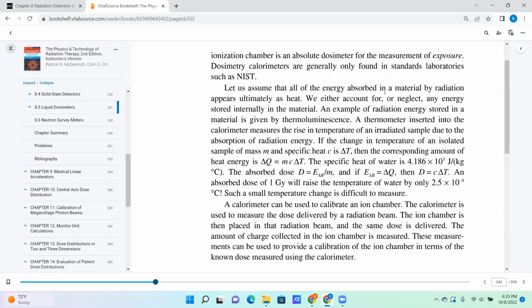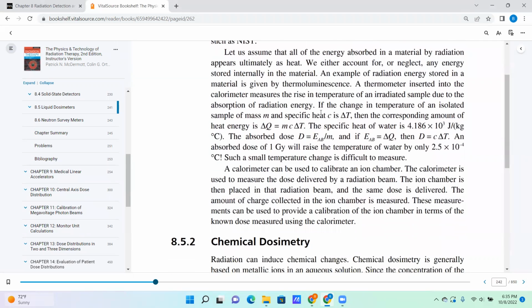So if you assume that all of the energy absorbed in the material by radiation appears ultimately as heat, we can either account for or neglect any energy stored internally in the material. An example of radiation energy stored in a material is given by thermoluminescence. A thermometer inserted into the calorimeter measures the rise in temperature of an irradiated sample due to the absorption of radiation energy. If the change in temperature of an isolated sample of mass M and specific heat C is delta T, then the corresponding amount of heat energy is delta Q. In other words, the added heat is MC delta T.